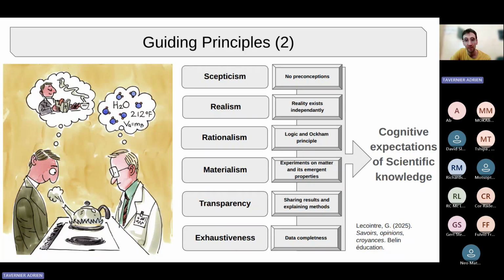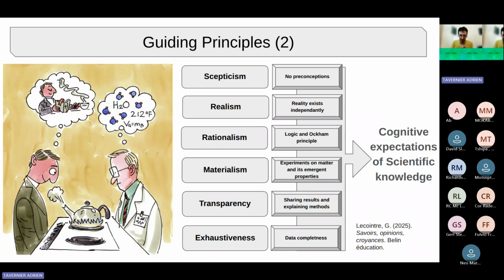Then materialism: we can do experiments only on matter. Matter is the thing on which we have to do the tests. Then transparency is important, sharing results and explaining methods. And exhaustiveness: we need to use all the data that are available. We cannot choose only specific data that will confirm our hypothesis.